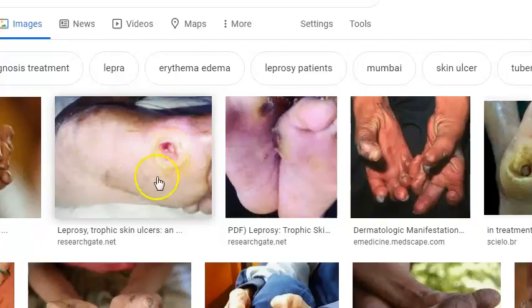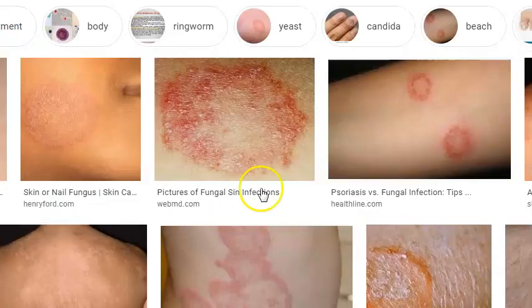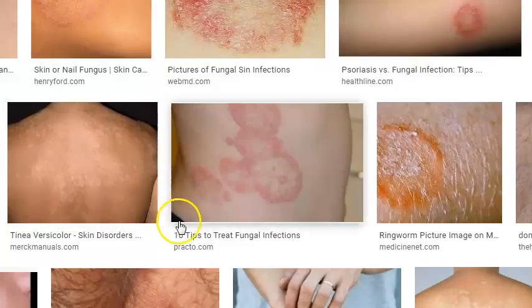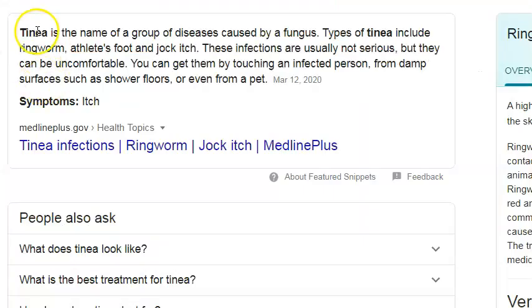Stevens-Johnson syndrome. See, this is a leprosy patient. You can see here the trophic skin ulcer, because they cannot feel the pain, so they have ulcers there. Fungal skin, you can see this kind of rings, right? These are what they call ringworm, but these are fungus actually. They also call it tinea, right? Remember, tinea is tiny, that means it's caused by fungus.